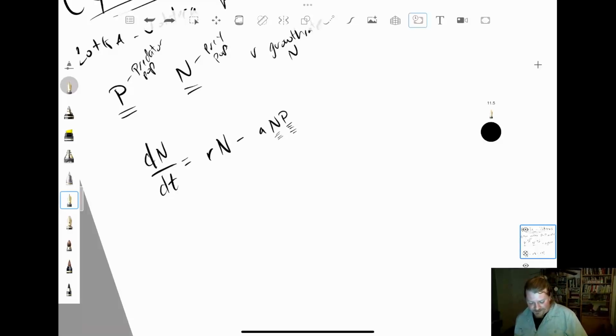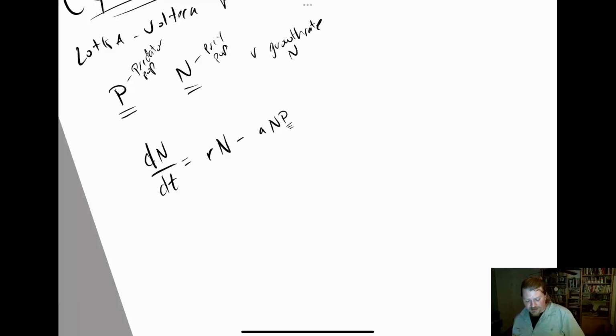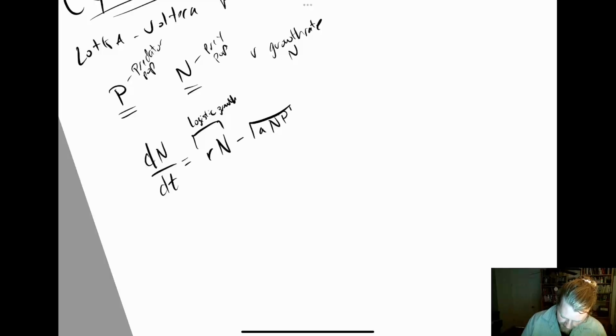Does that make sense to you? Okay, so this is a simple model where we just have logistic growth and encounter dependent mortality of the prey, right?